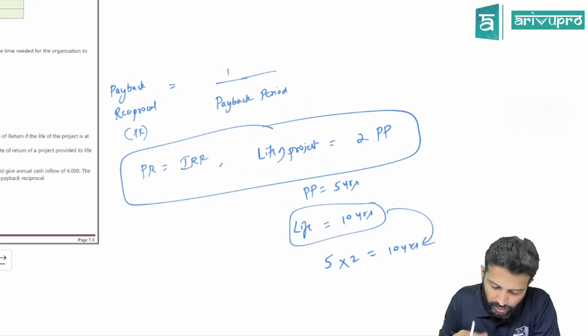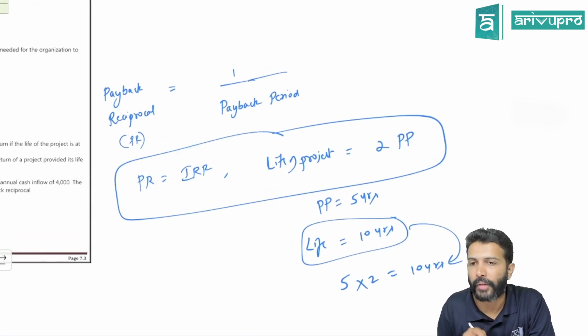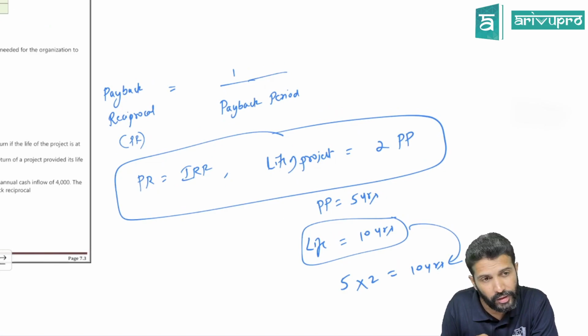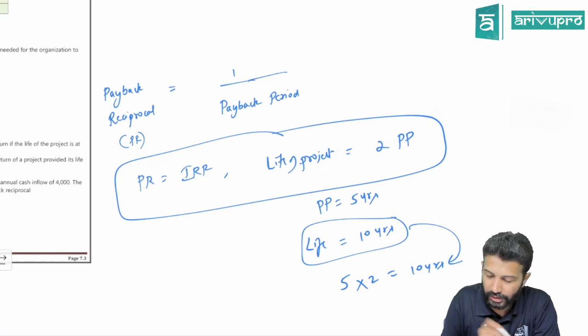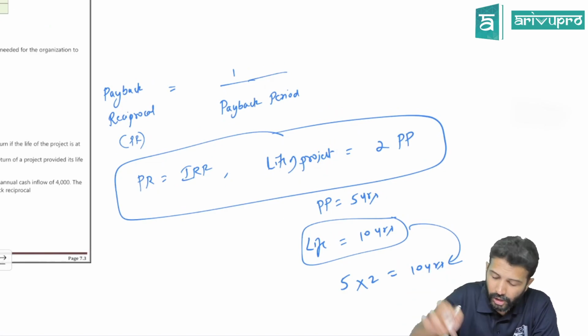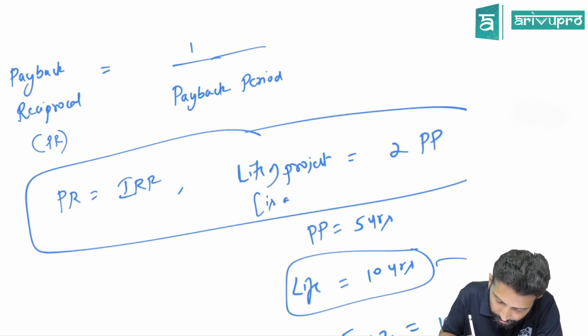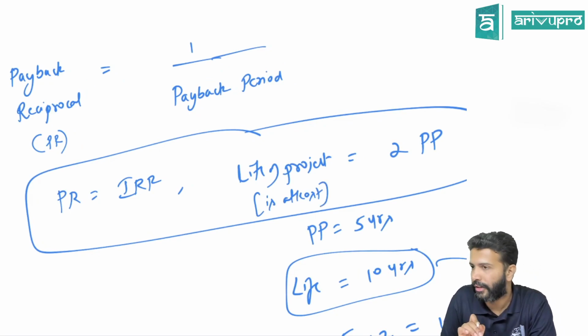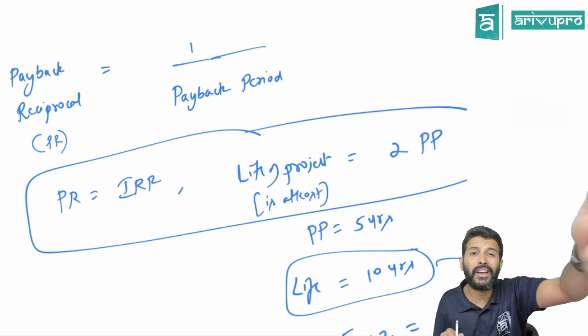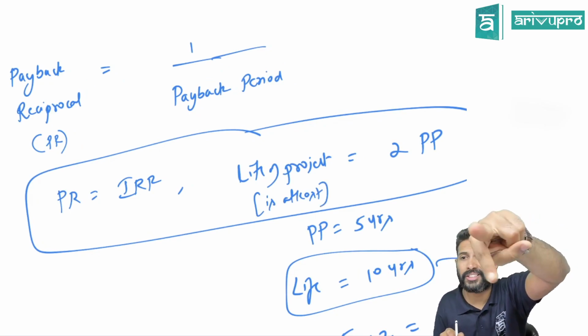IRR if the life of the project is at least twice the payback period. The keyword there is "at least". I've just written "equals to" for simplicity. The life of the project should be at least equal to twice the payback period.